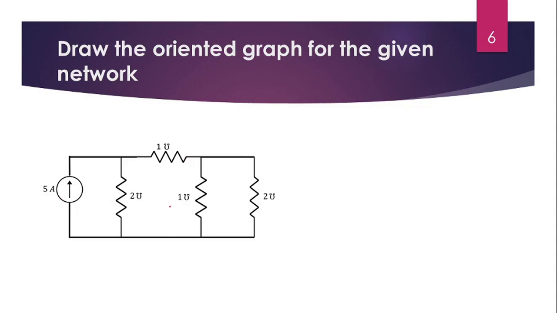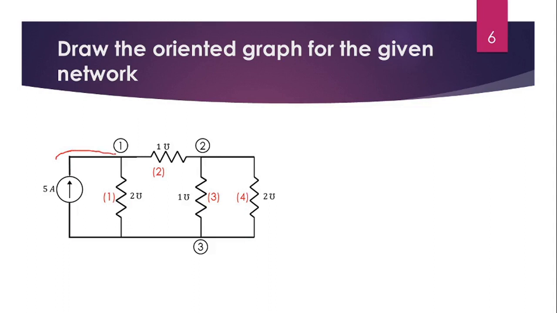5 ampere, 2 mho, 1 mho, 1 mho, and 2 mho branches are connected here. So first of all, we have to find out the number of nodes. What are the number of nodes here? 1, 2, and 3. And the number of branches: 1, 2, 3, and 4.